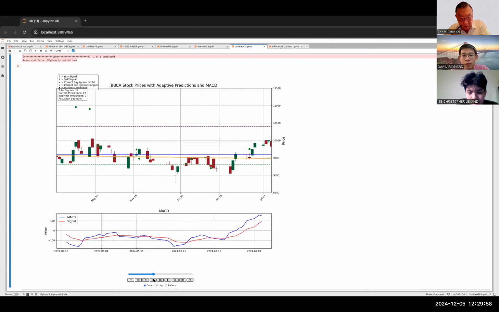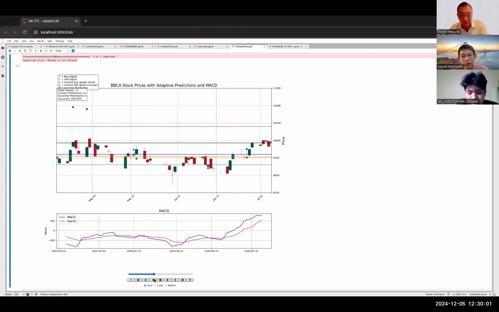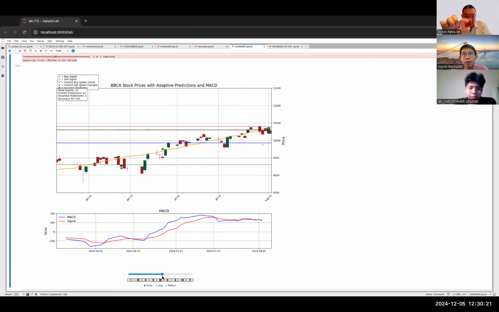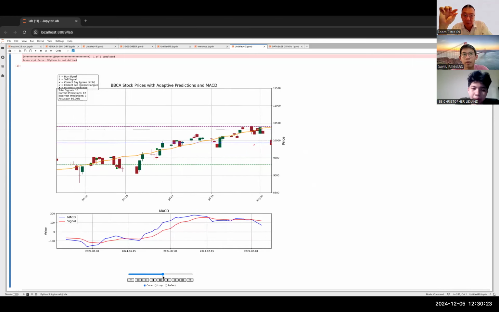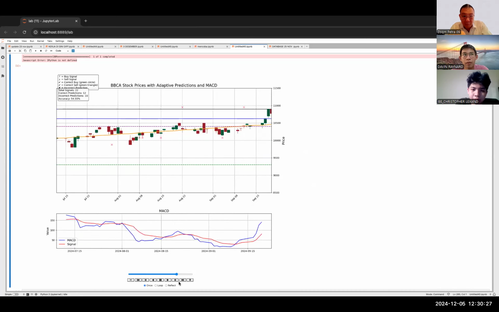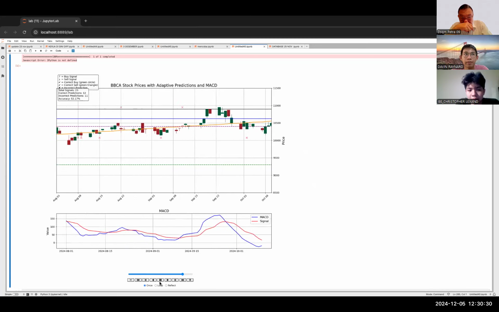So what I see here is your support and resistance level becoming smaller, the width, the bandwidth. Yes, the bandwidth becomes smaller and smaller, right? So over time, you see the support and resistance bandwidth becomes smaller and smaller. Yes.